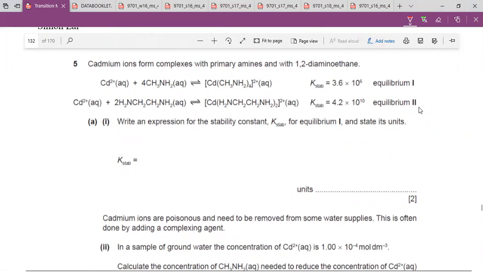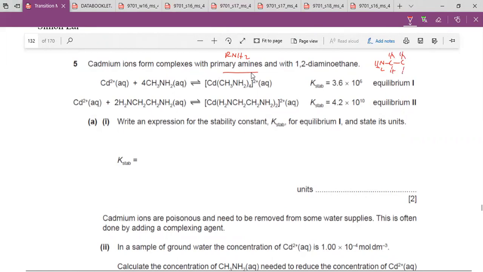Okay, cadmium, all right? Cadmium is a dangerous metal found in your batteries. All the companies that make batteries throw their waste products into the river, and you and I drink it. Okay, cadmium ions form complexes with primary amines. Primary amines, remember, R-NH2. And 1,2-diamine, ethylenediamine, your en. Remember your en.